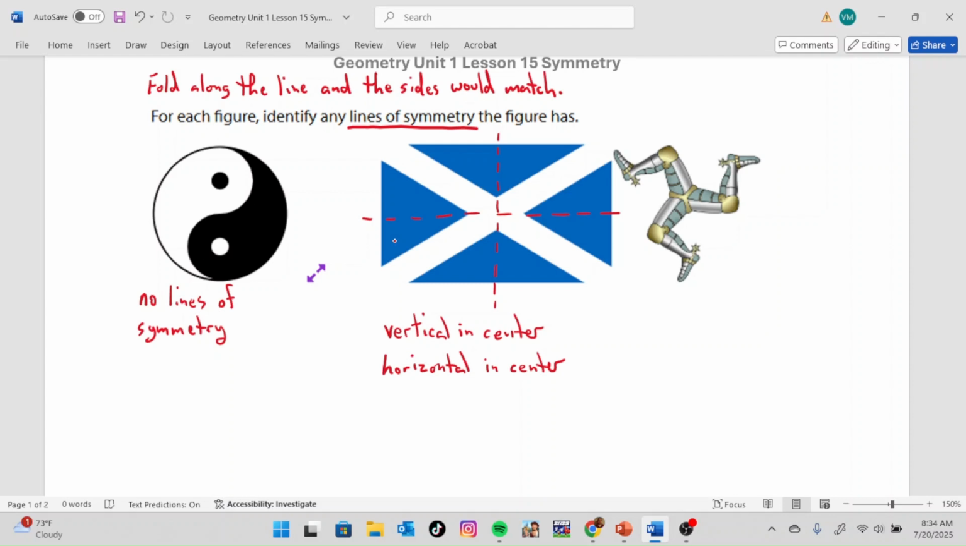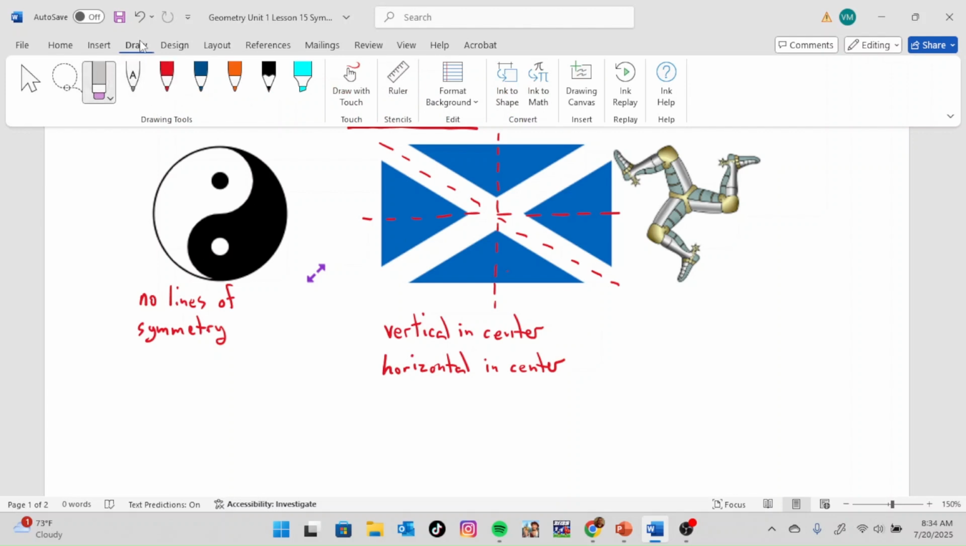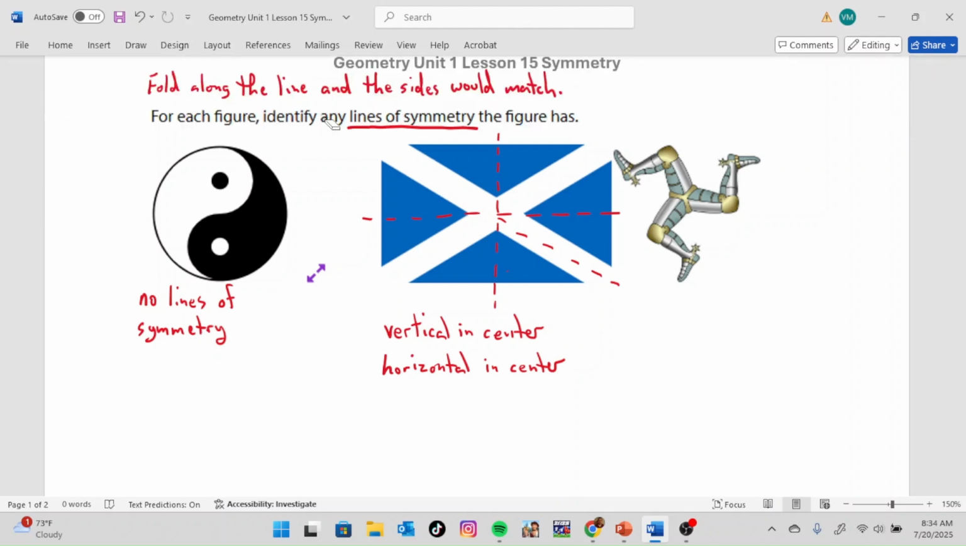Now you might think, could we try a diagonal? If I tried a diagonal, then when I folded it, I would be laying these kind of wider triangles on the ends on top of these kind of squished down triangles at the top and the bottom, and that would not be symmetric. So we could not do a diagonal line. So just the vertical line through the center and the horizontal line through the center on that middle one.